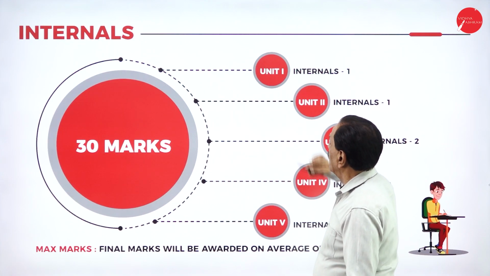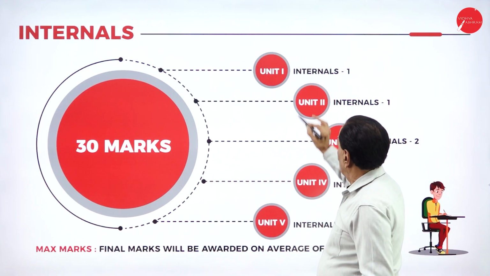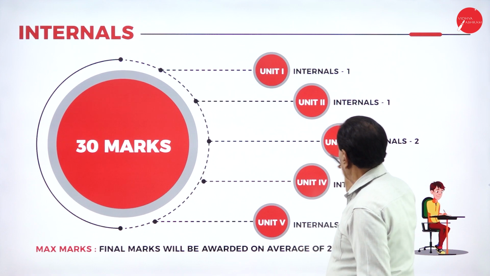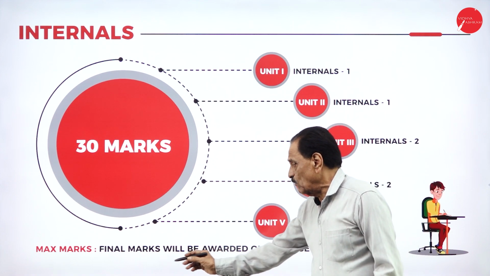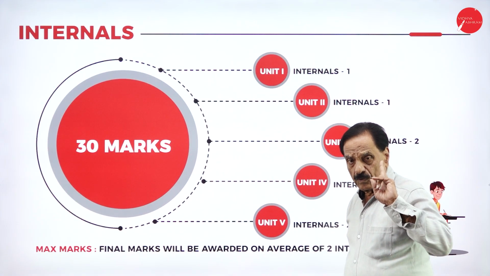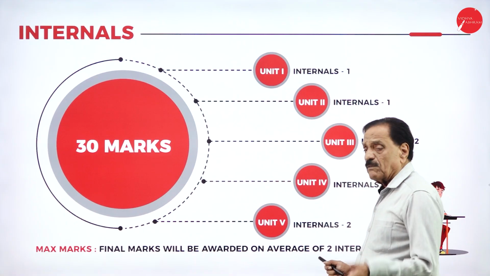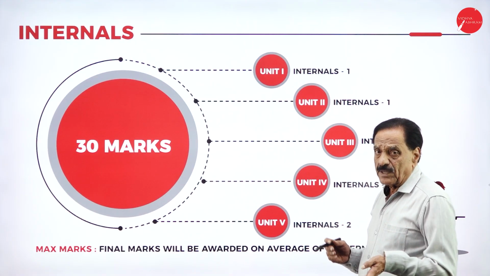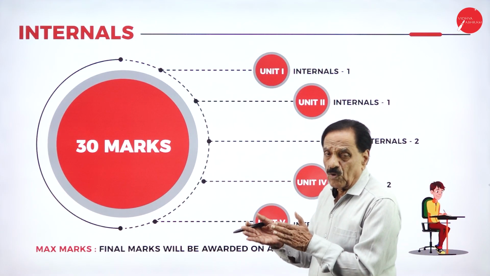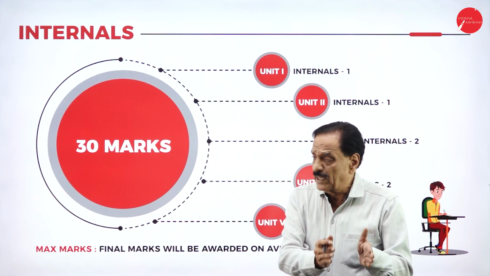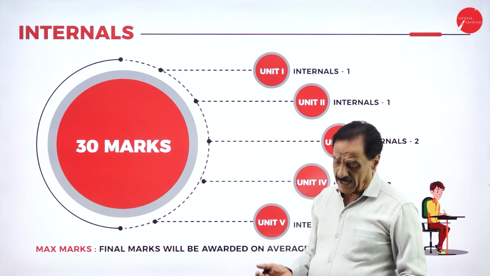Internals, 30 marks, first and second. In the first internal, Unit 1 and Unit 2. Second internal, Unit 3, Unit 4, Unit 5. So we conduct the 2 internals. Final marks will be awarded on the average of the 2 internals. For 30 marks, how much you have scored? The total of the first internal, total of the second internal, add both, divided by 2. That is the average you will take.